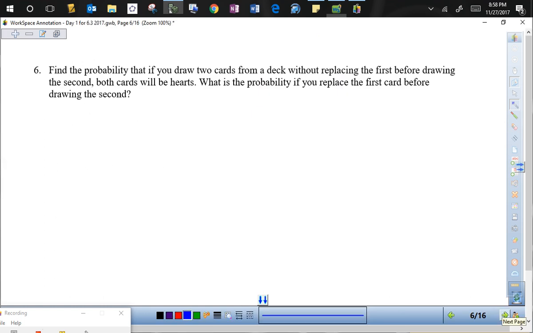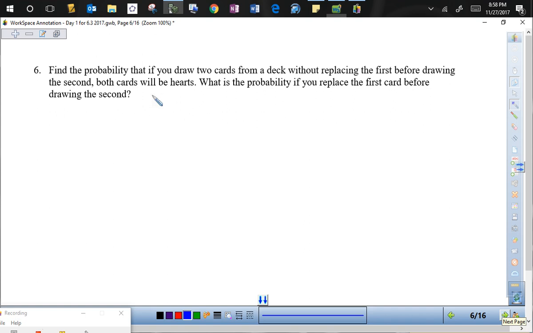Alright, on number 6, we're talking about a deck of cards. We want to find the probability that if you draw 2 cards from a deck without replacing the first before drawing the second. Okay, so we're going to draw 1 card and then draw another without putting that first one back. We want to know what's the probability that they will both be hearts. Okay, first draw, we just have to figure out what is the probability of drawing a heart.